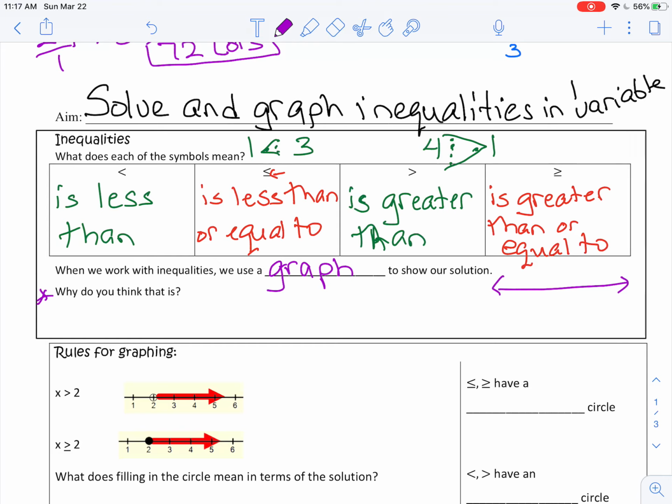All right, I'm going to ruin the surprise for you here. Why do you think that is? The reason that we use a graph is because with an inequality, there are many, many solutions.